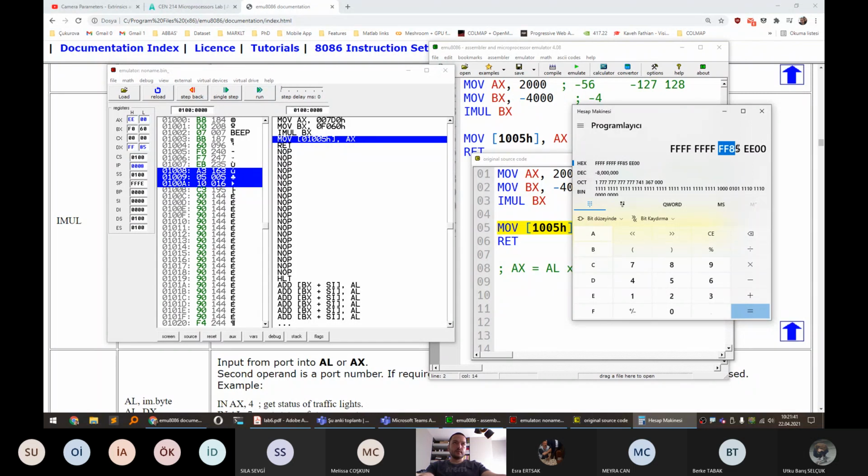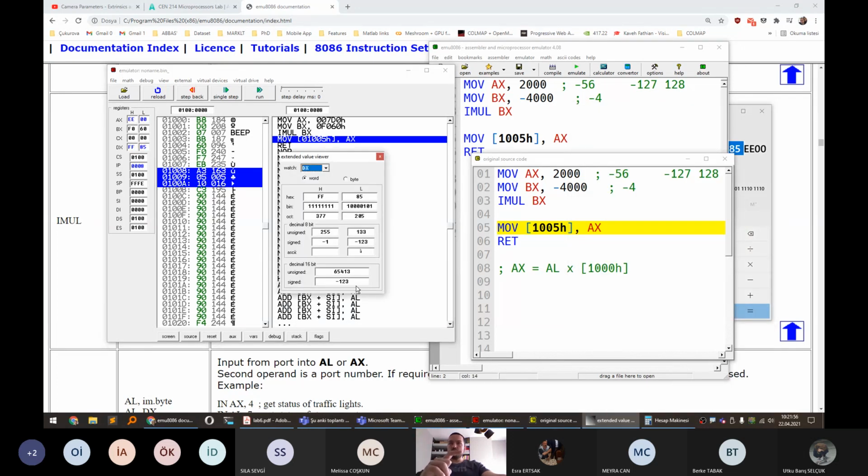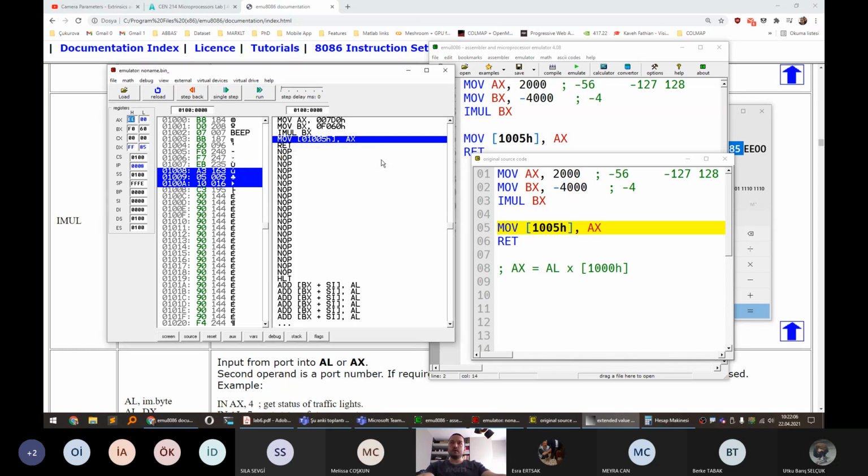This is DX. This is AX. Look at the DX, FF85. Look at the AX, EE00. The result is correct. But if you look at the DX value, it's just something meaningless. You can't separately look at the values. For example, AX is something meaningless. You don't add them. You concatenate them. You combine them. Okay? So this is I multiplication.